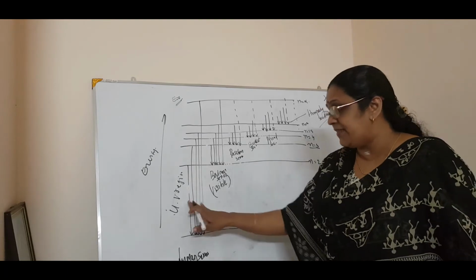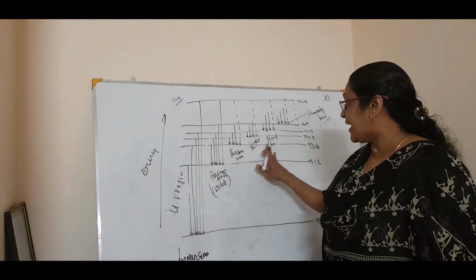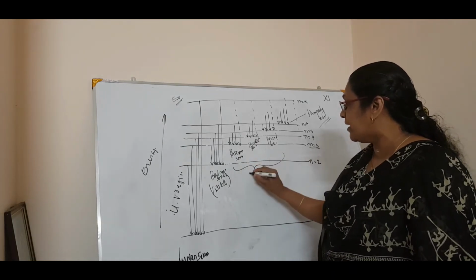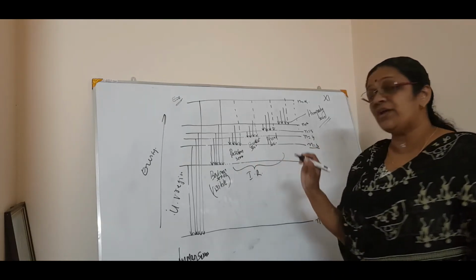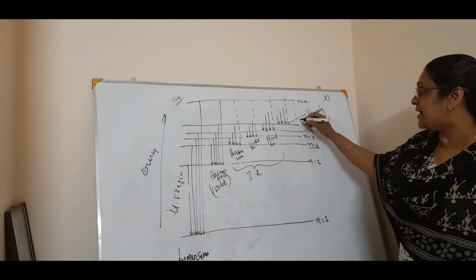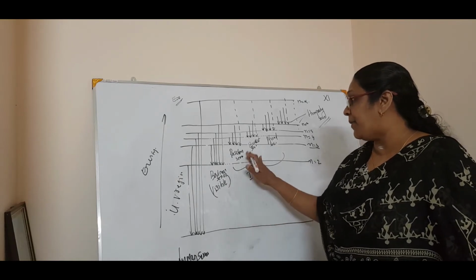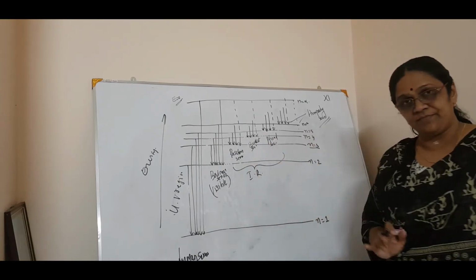That is Lyman in the UV region, Balmer in the visible region, Paschen, Brackett and Pfund. All the three are in the IR region or infrared region. And Humphrey is also in the infrared, but you don't need to study this Humphrey. You have to study only 5: Lyman, Balmer, Paschen, Brackett and Pfund.